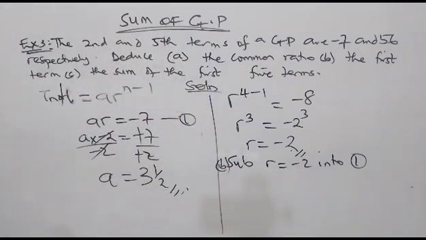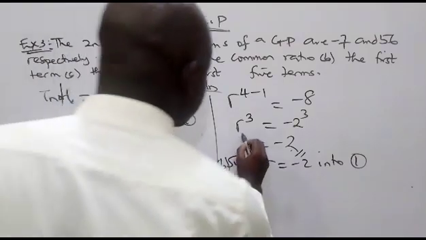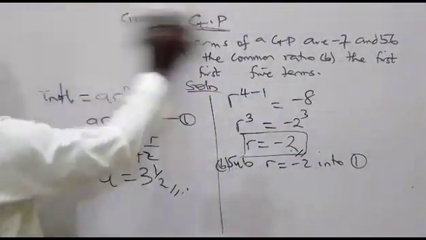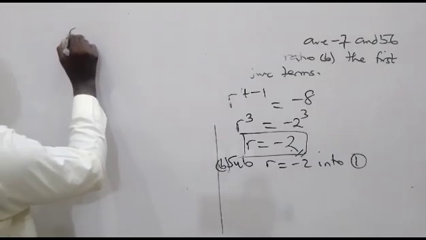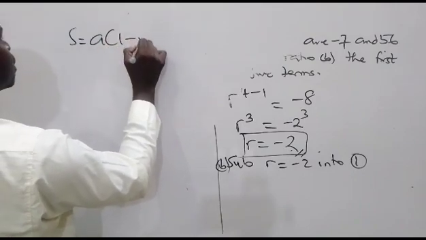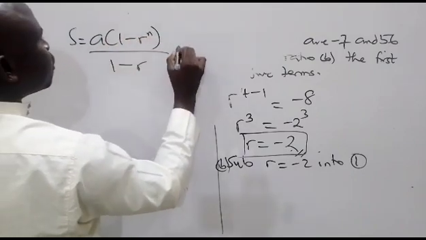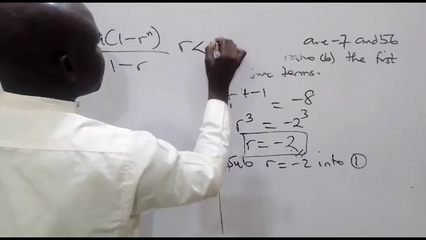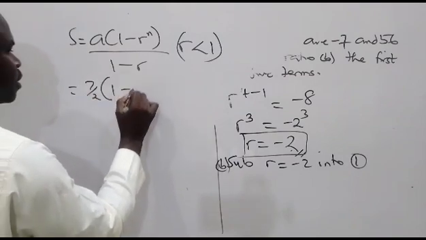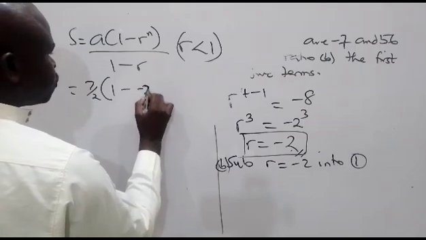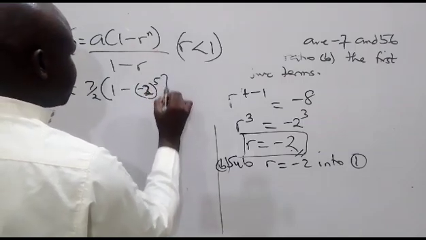That's the first term. And finally, we want to find the sum of the first 5 terms in that progression. In this case, our R is minus 2. Since R is less than 1, we are going to apply this formula. The sum of this GP can be given as A(1 minus Rⁿ) all over 1 minus R. So here, A is equal to 7 over 2, into bracket 1 minus (minus 2) raised to power 5, the sum of the first 5.